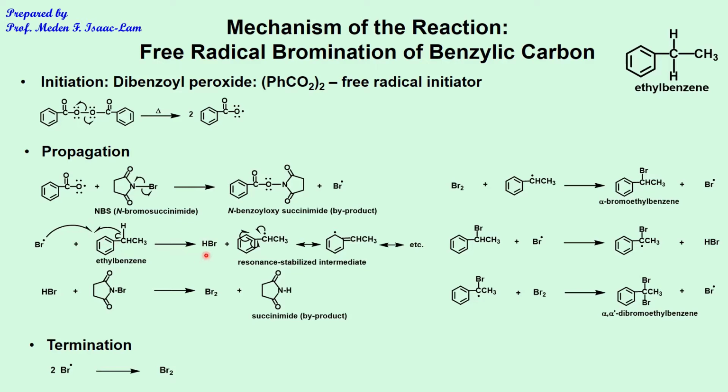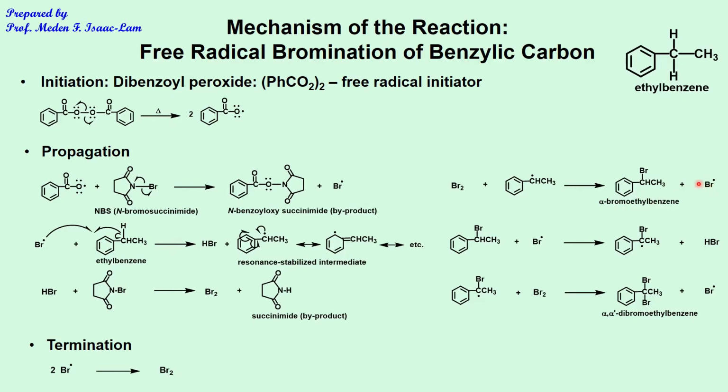The HBr generated will now react with another NBS, forming Br2, which is a liquid, and a succinimide byproduct is also formed. So there are two organic byproducts. The first one is benzoyloxysuccinimide, and the other one is succinimide. The Br2 generated will now react with the benzylic radical from ethyl benzene formed in the second step, forming the first product, which is alpha-bromoethyl benzene, and then another Br dot.